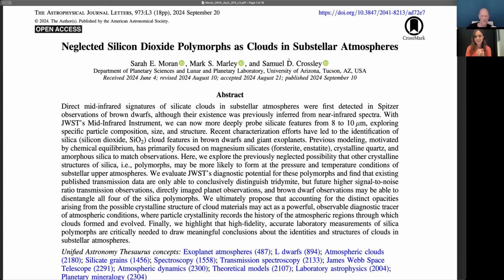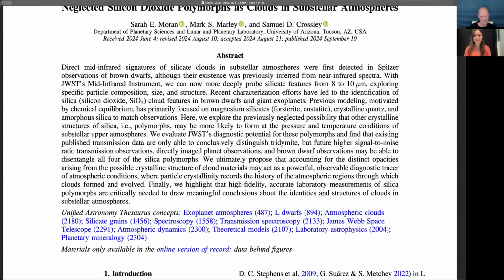I did this with Mark Marley, who was my postdoc advisor while I was at the University of Arizona. He's an amazing mentor and person to collaborate with, and I'm using a lot of the modeling infrastructure he has developed over the years. Sam Crossley is a brand new research scientist, or at least he was as of the spring, at the Lunar and Planetary Lab at the University of Arizona. He is a card carrying geologist, which Mark and I are not. We relied on him really heavily to make sure we weren't saying ridiculous things about polymorphs and about minerals throughout this paper. Good shout out. Okay, let's get into it.